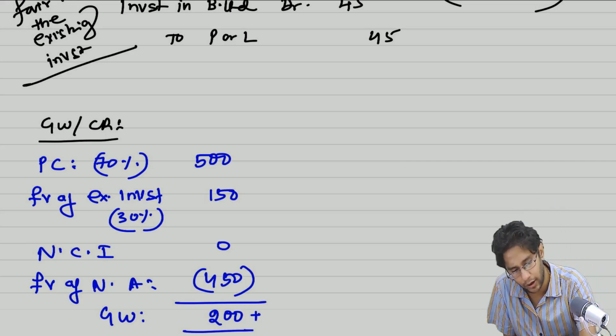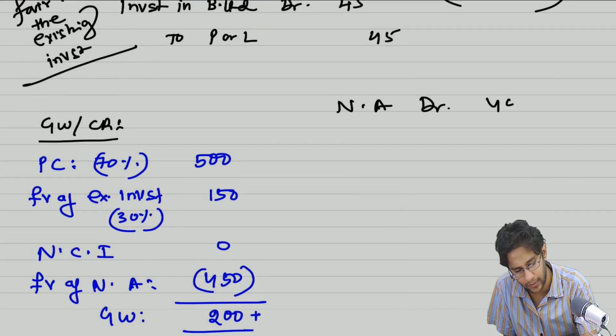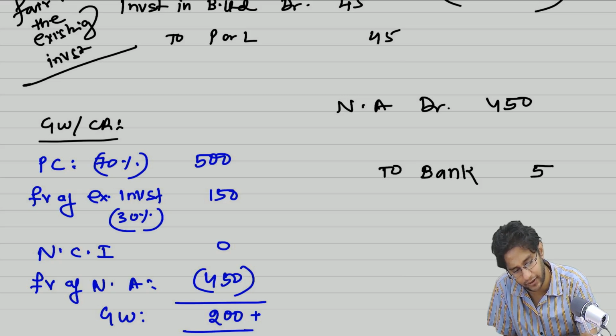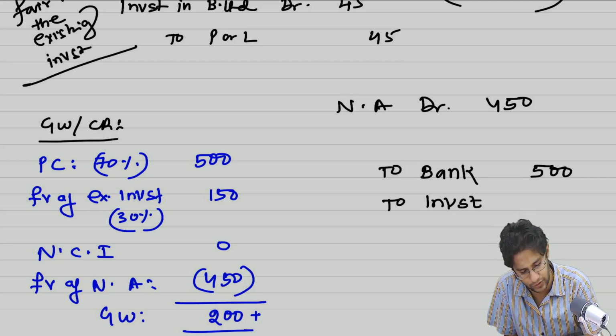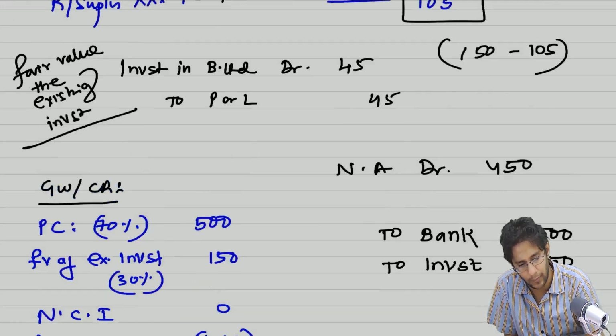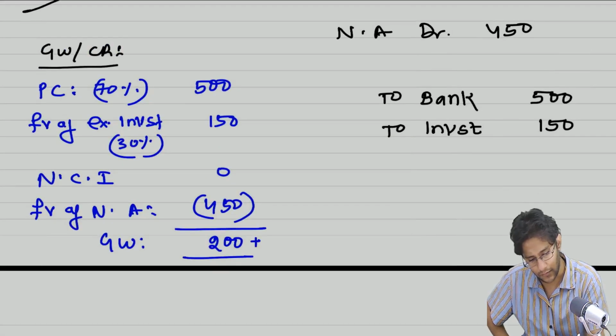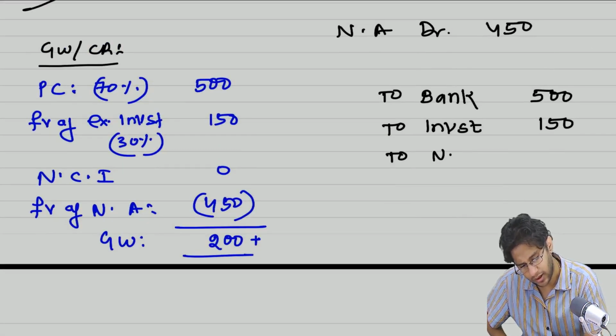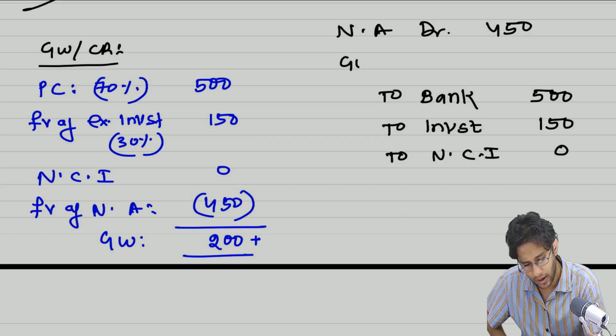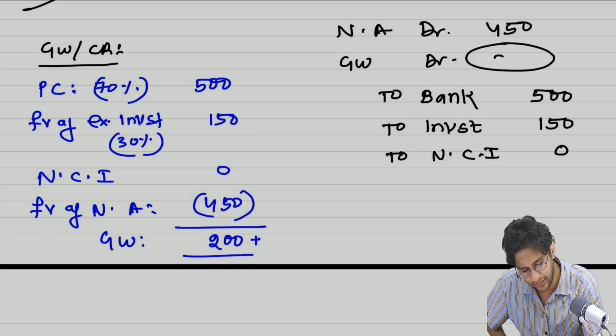Right, sir. Now coming to the accounting part. So many assets, so many liabilities. Directly I'm writing net assets account debit 450. To bank, today I paid 500. The existing investment is there. That investment cannot appear in my books. That should die, sir. That was actually appearing only at 105. I fair valued it to 150 and now I am cancelling that investment. If at all NCI is there, I'll create NCI also, but in my case NCI is not there. And therefore, goodwill will come out as a balancing figure, 200.